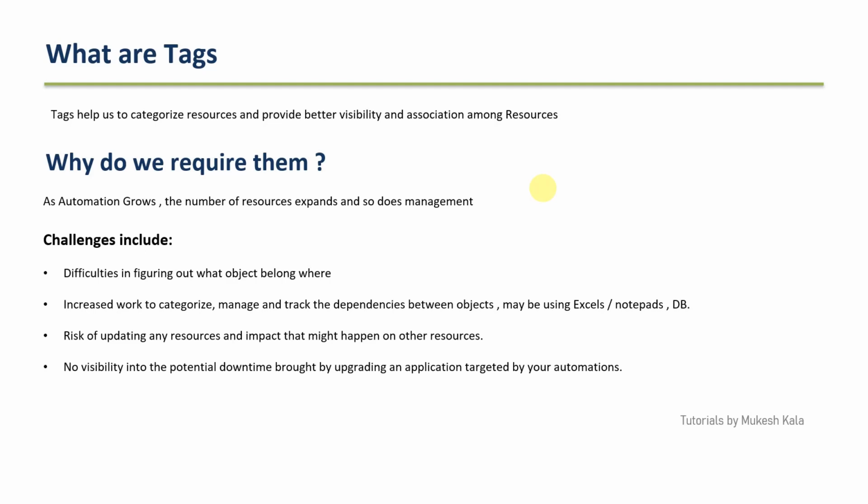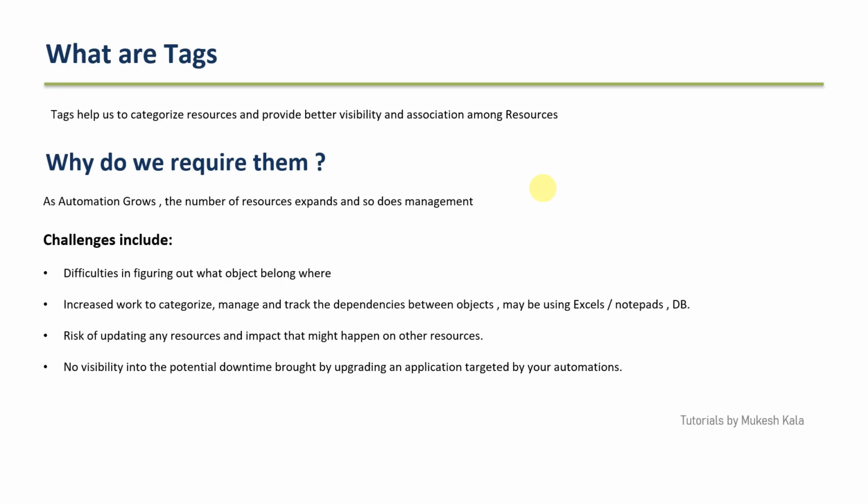The second question is, why do I even require them? Today you might have 5 automations, 6 automations. It is very easy for you to manage the resources. When I say resources, it can be an asset, a process, anything which is related to your automation. Now, as the automation size grows, the number of resources expands and so does the management. Today you are able to manage the resources because your automations are few.